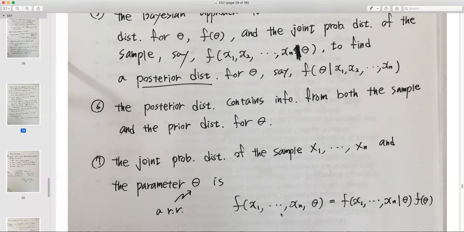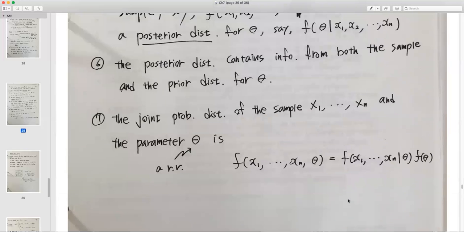I mean, the joint probability distribution of sample and parameter. There is no bar. Okay, but this one can be expressed as what? Remember the formula of the conditional probability. This can be expressed as the conditional probability f of x1 through xn given theta, but this is called what? The joint probability distribution of the sample times the prior distribution f of theta. Keep this in mind.